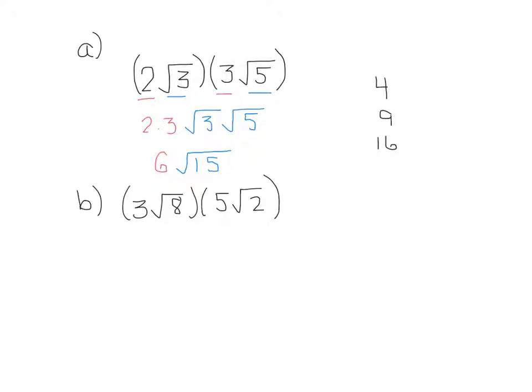So we'll use the same method here in part B. 3 times 5 is 15. And root 8 times root 2 is root 16. But we do note that 16 is a perfect square. So the square root of 16 is 4. That we call the principal root. So for our answer, we'll have 15 times 4, which gives us a final answer of 60 here in part B.